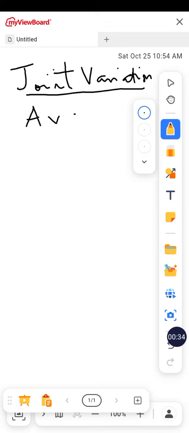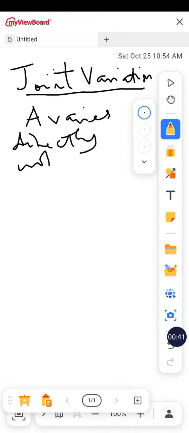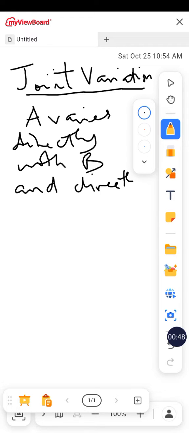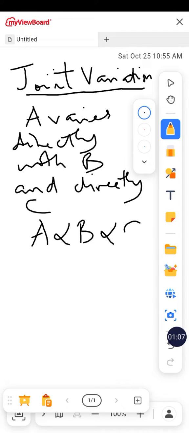So they can say A varies directly with B and directly with C. So it involves more than two variables. You will see that the previous ones that we have done are just two variables, both direct and inverse. So when we have more than two variables, we are referring to it as joint variation. In this case, this will be interpreted as A directly varies with B and also directly varies with C.